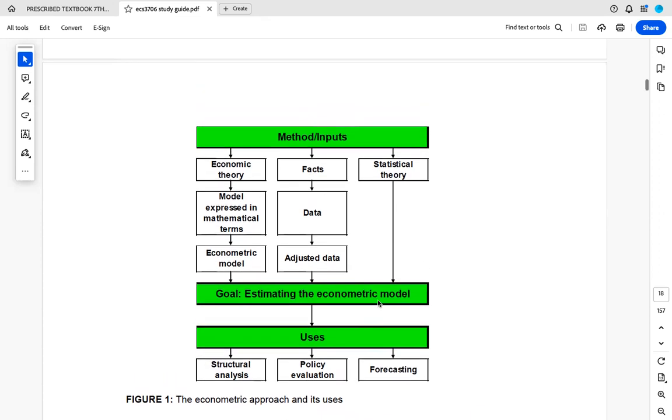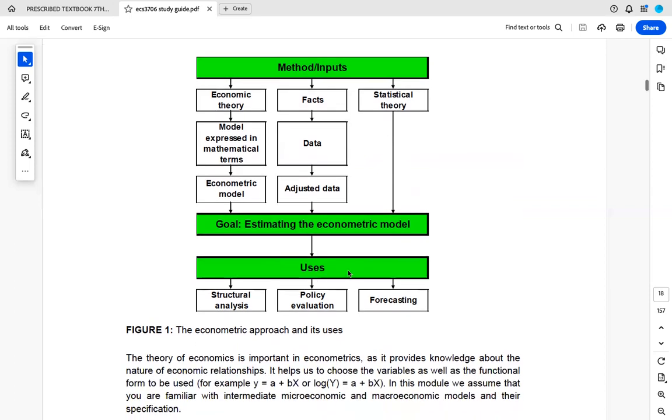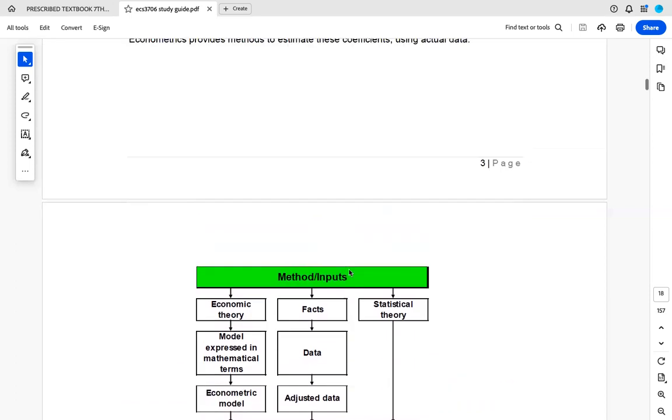So now that I've given you a high-level overview of what econometrics is, the inputs, the different facets, and the goals of an econometric model, the next thing I'm going to do is take you through each of these. I'm going to take you through what economic theory is, what it means, just briefly, also data, the different types of data we use when coming up with an econometric model. I'll also talk briefly about statistical theory, and then I'll talk about the uses of econometrics.